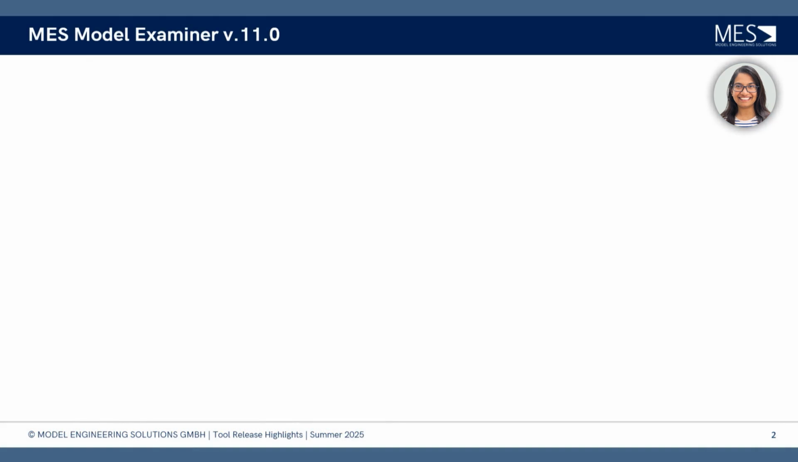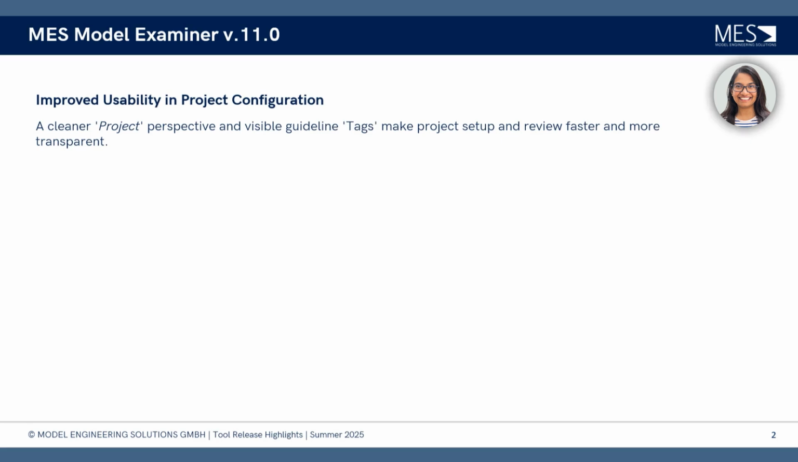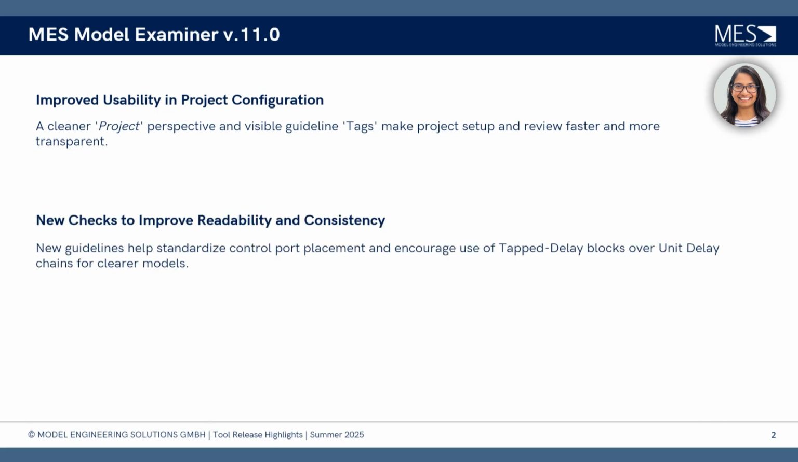So let's take a look at the release highlights for MXAM 11. First, the project perspective has been made cleaner and more intuitive. With visible guideline tags, you can now make the project setup and review faster and more transparent. And of course, as always, we've added new checks that help ensure better readability and consistency throughout the model.